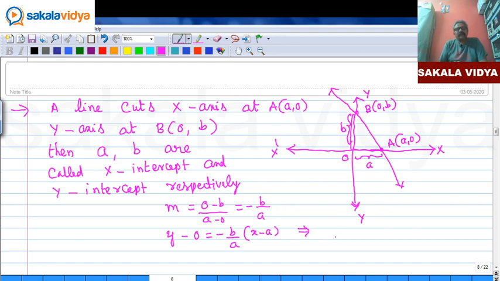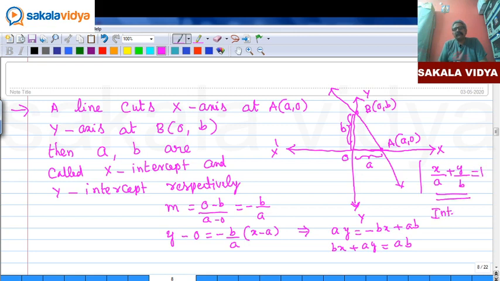So, now we can write this like this: ay equals minus bx plus ab. Now, bx plus ay equals ab. Divide by ab, and you get x by a plus y by b equal to 1. This is called the intercept form. So, that means we have discussed the intercept form.